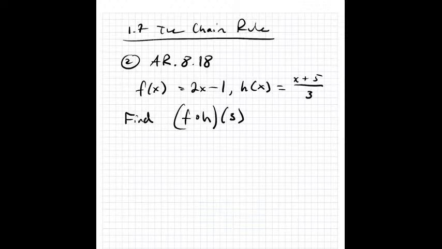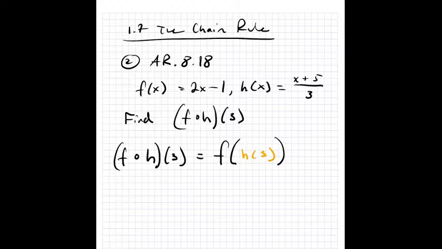So let's see. Let's start here. We have this f compose h of 3. This means f of h of 3, right? When you think of h, what color comes to mind? I think yellow for some reason, but I'm going to use orange. So basically the second function goes inside the first function. So I'm going to find h of 3 first by itself, and then take that answer and plug it into f.